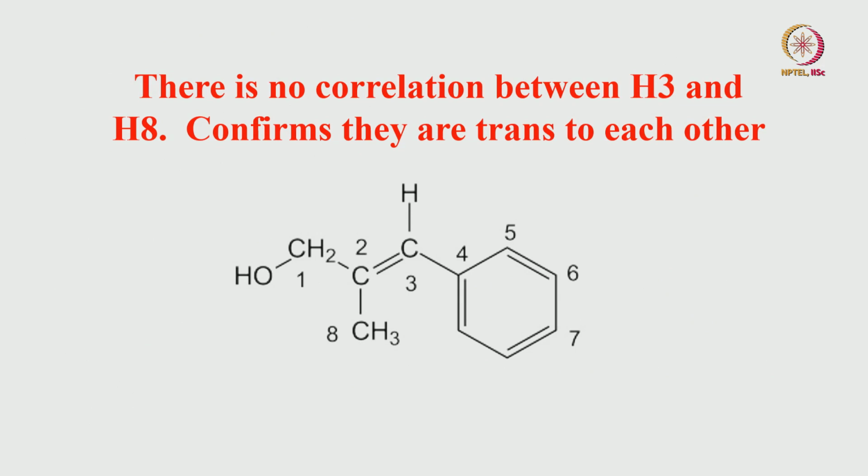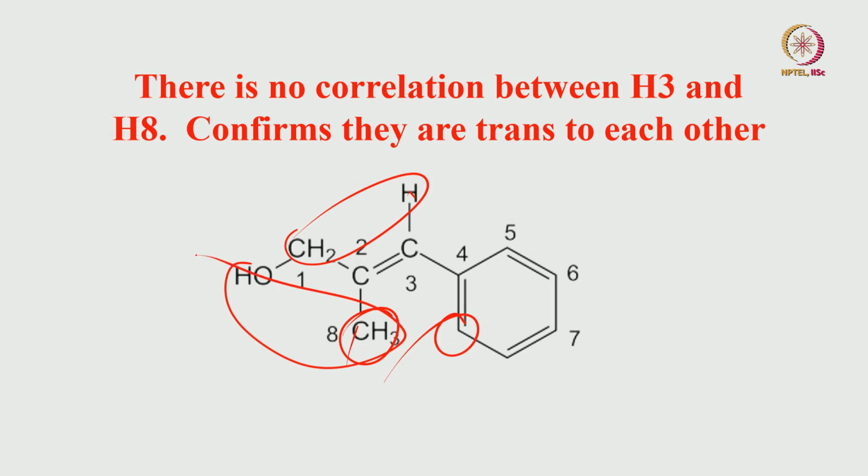And there is no correlation between H3 and H8. This and this have no correlation because they are trans to each other. Very easily you got correlation between this and this, between this and this, and between this and this. That is all. Very easily, using this information you can fix the geometry of this molecule. That tells me CH3 and H are trans to each other. And of course, this is how we can analyze the structures of a lot of molecules using NOESY.